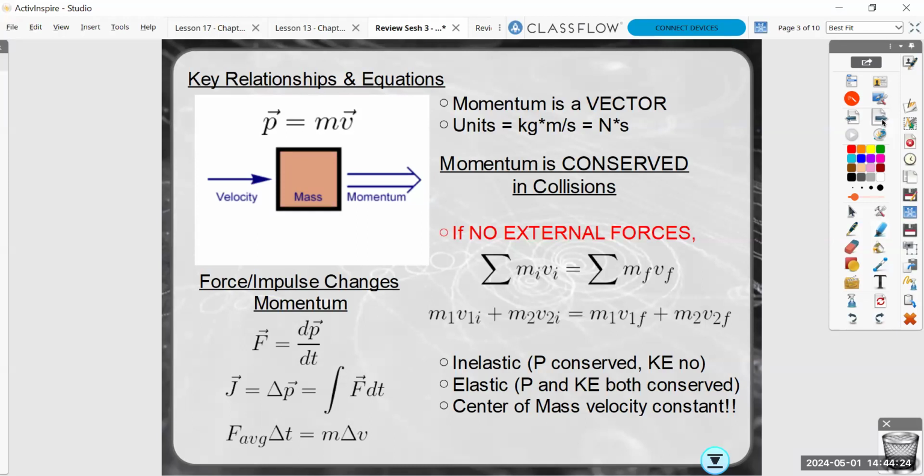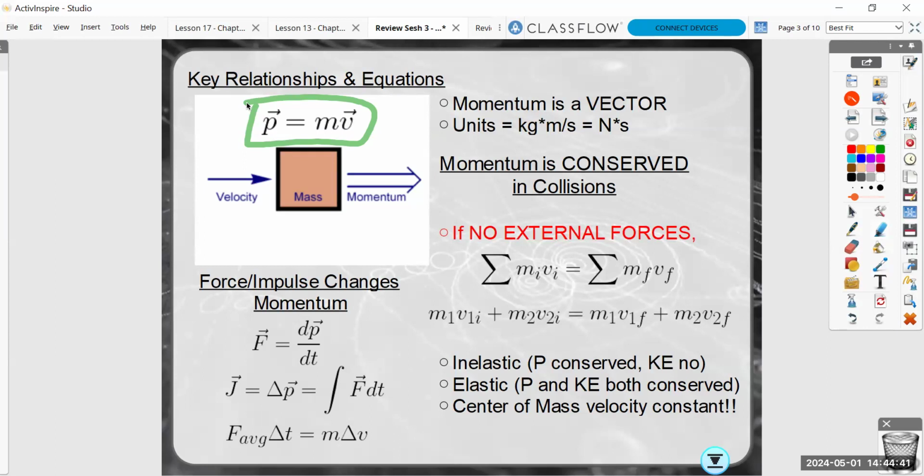We know how to calculate momentum. It's mv. It's important to remember that it is a vector, and it's a vector that is parallel to the velocity. So if your velocity is that way, your momentum is that way. Your velocity is this way, your momentum is that way. They're just scalar multiples of each other, if you like.